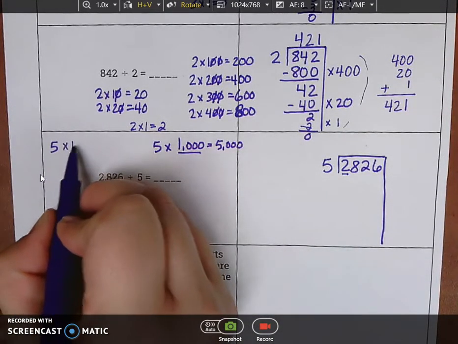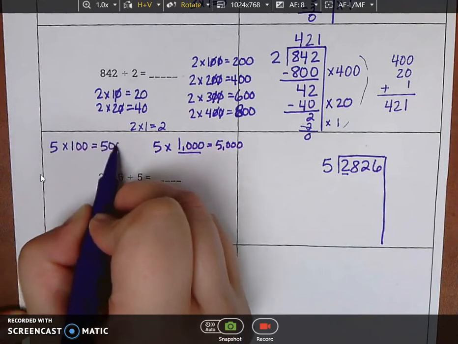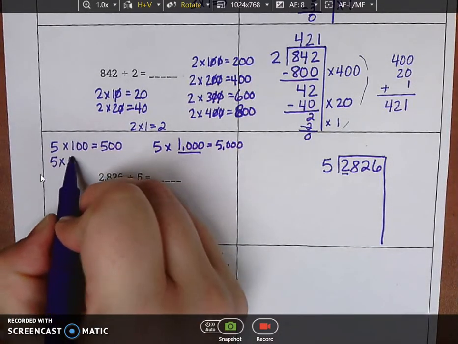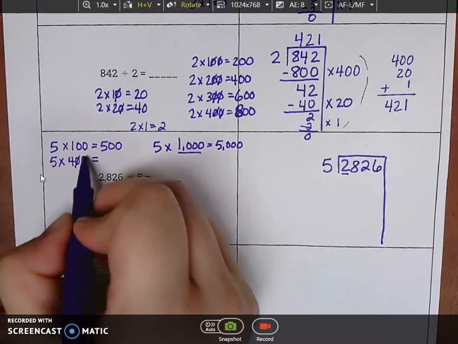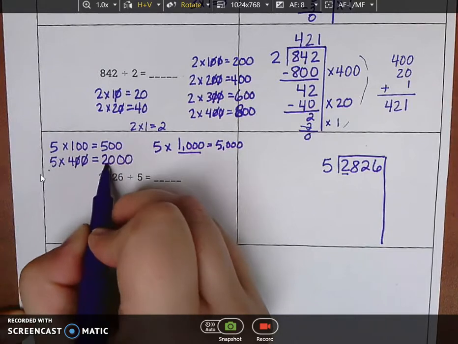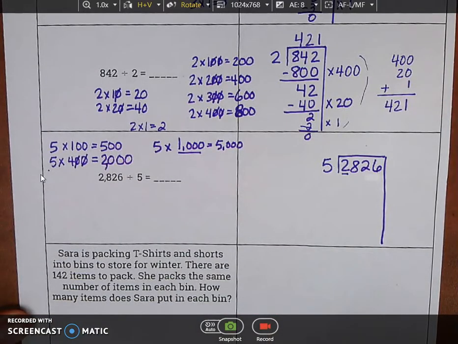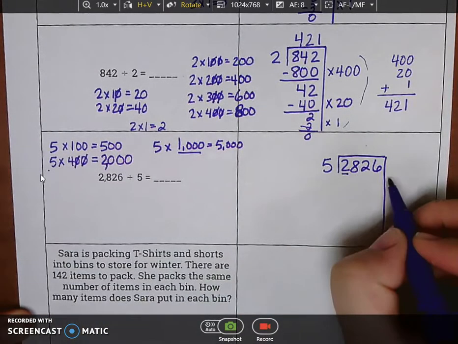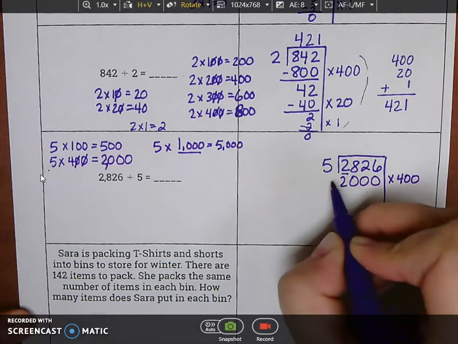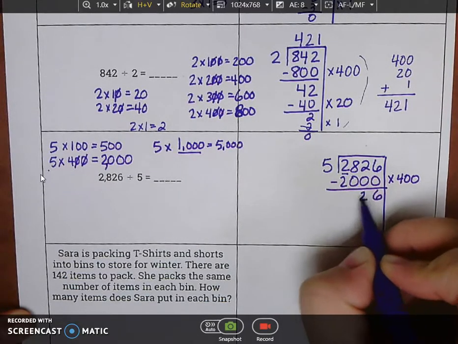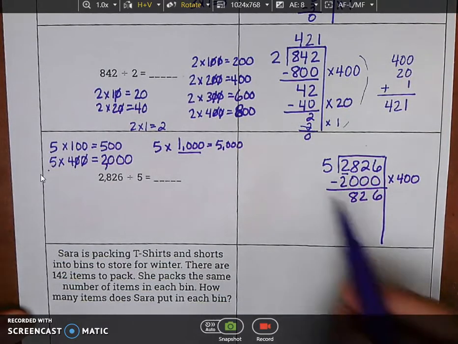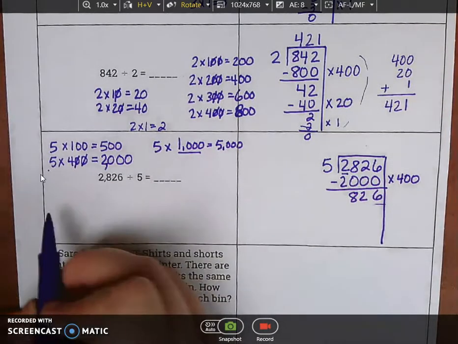So 5 times 100 would be 500. I think I can get a little closer than that. I'm going to skip up to 5 times 400. Cancel these out. 5 times 4 is 20. Add those 2 zeros back on, and I get 2,000. So it's times 400, and I get a total of 2,000. Subtract, and I get 826. So now how many times can 5 fit into like 800?